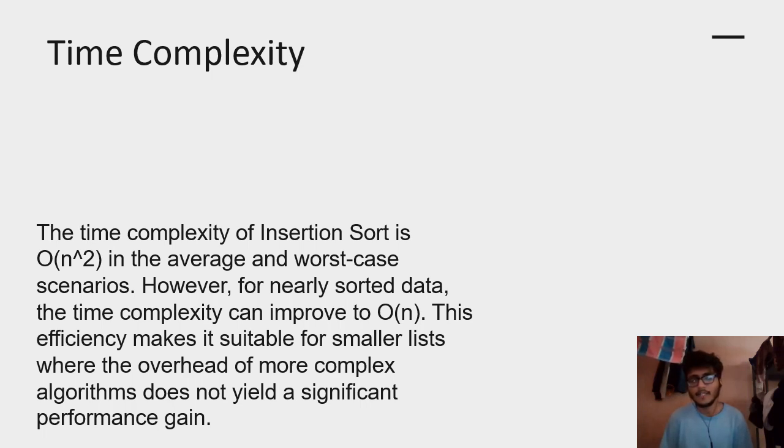The average case for randomly ordered data is also around big O of n squared. So no, it isn't efficient for large unsorted data sets. But here's the thing. If your data is already 90% sorted, and that happens more often than you would think, insertion sort can be incredibly fast. That's why some modern hybrid algorithms like Timsort, used in Python, actually use insertion sort for small data chunks. This efficiency makes it suitable for smaller lists where the overhead of more complex algorithms does not yield a significant performance gain.